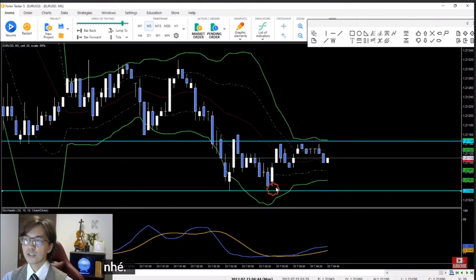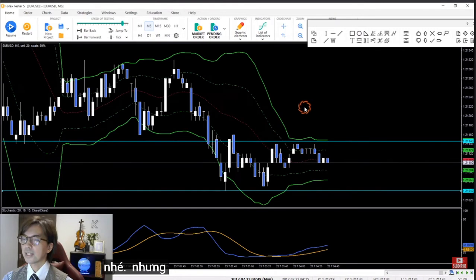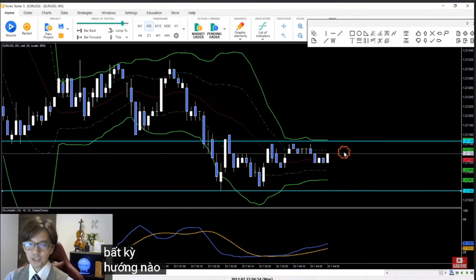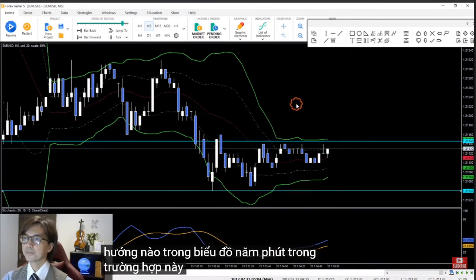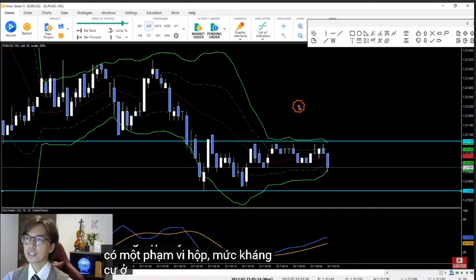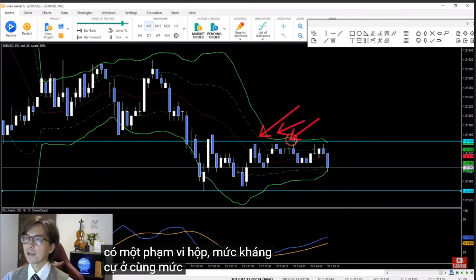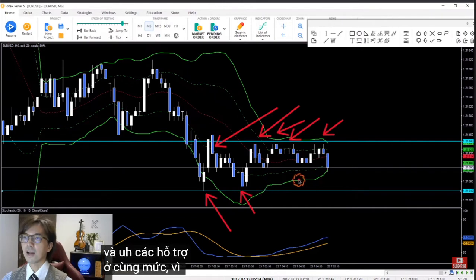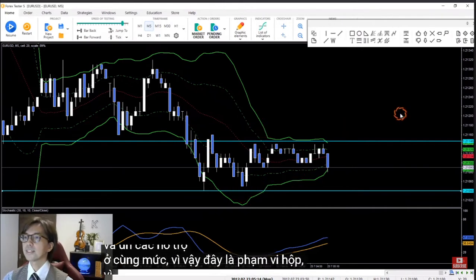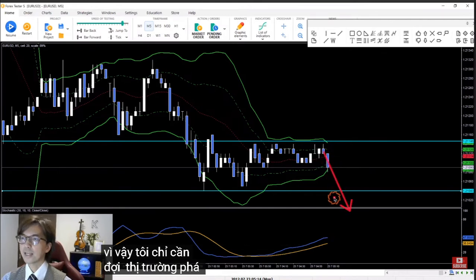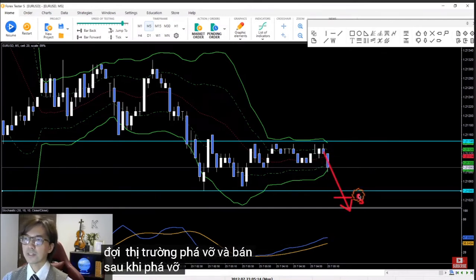Okay, the Bollinger Band is squeezing, but the market is ranging, and I don't see any direction in the 5-minute chart in this case. There's a box range. The resistances are at the same levels, and the supports are at the same level. So this is a box range. So simply I wait for the market to break and take a sell after the box range breakout.